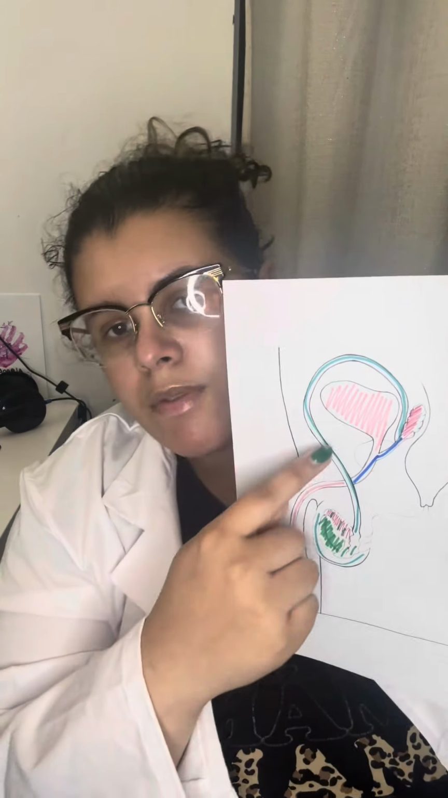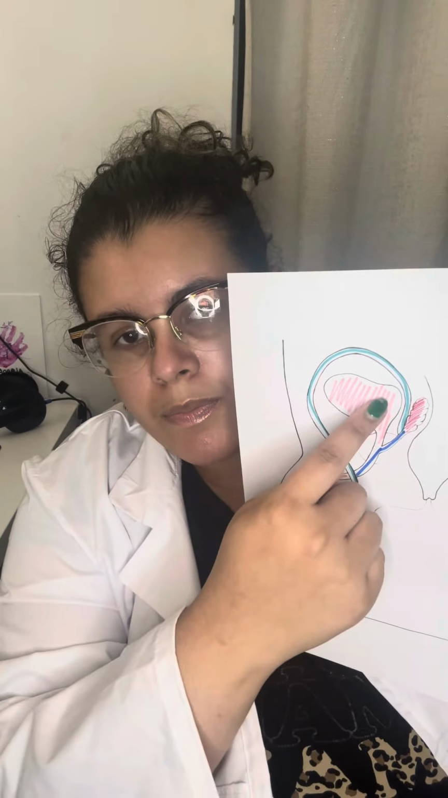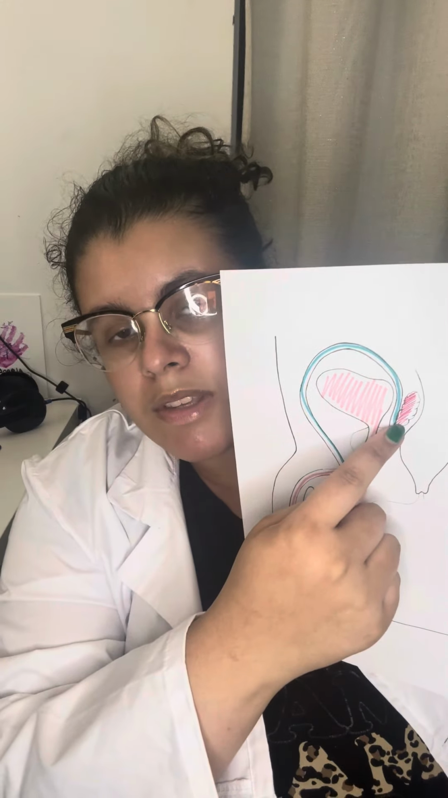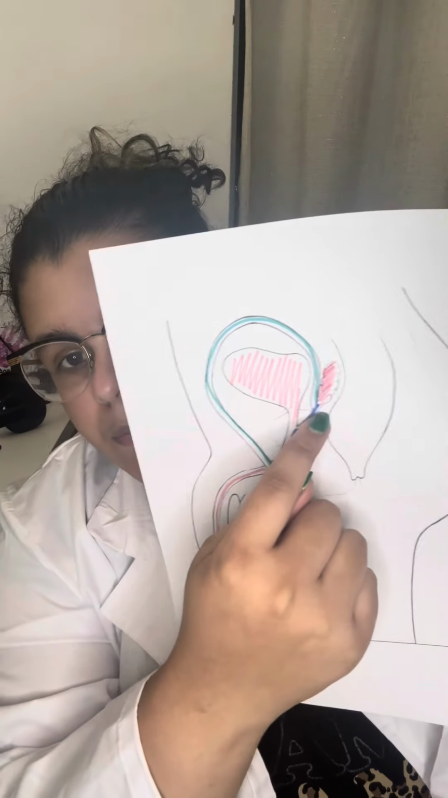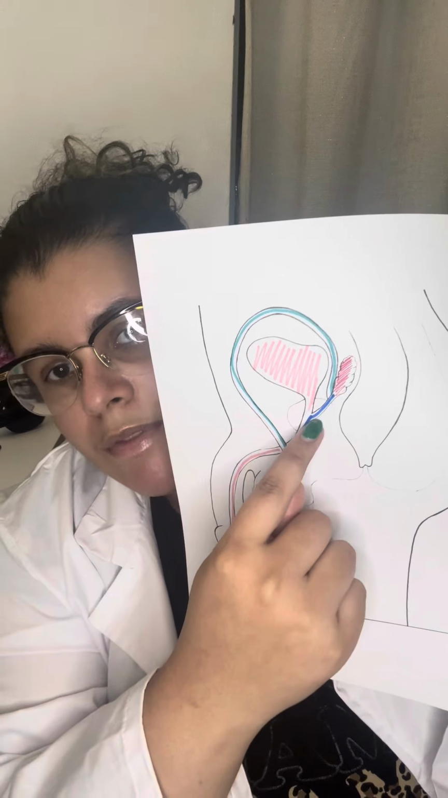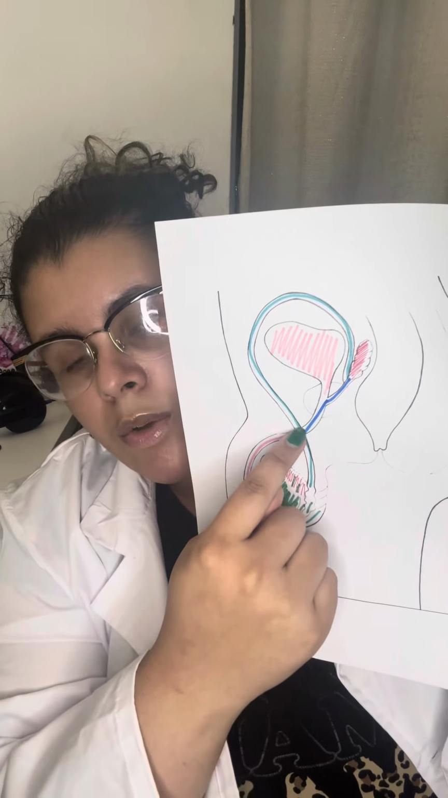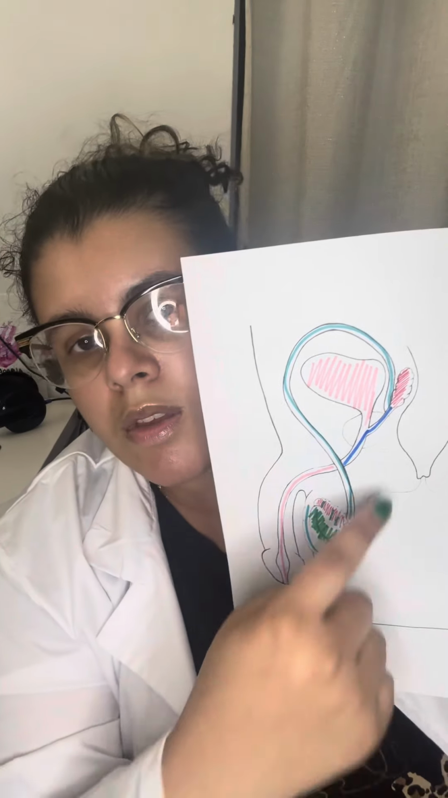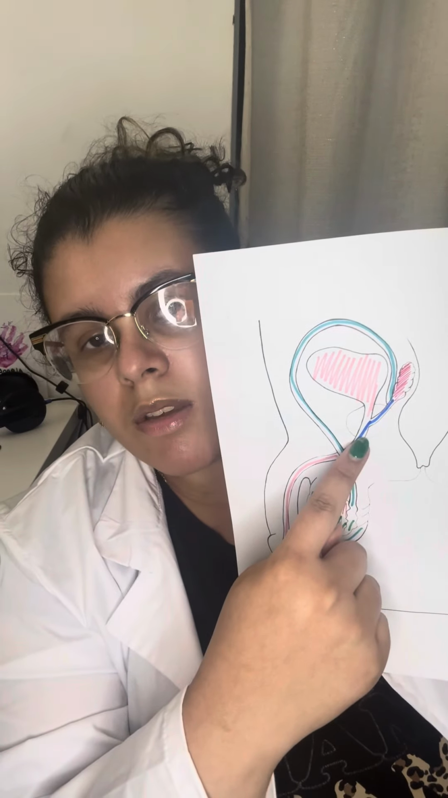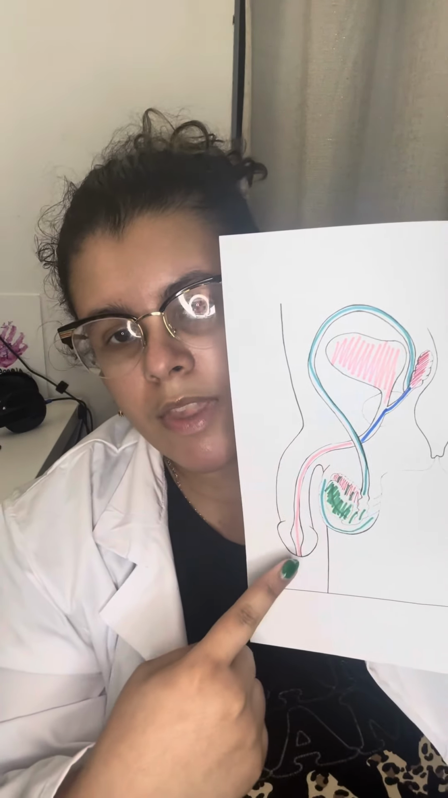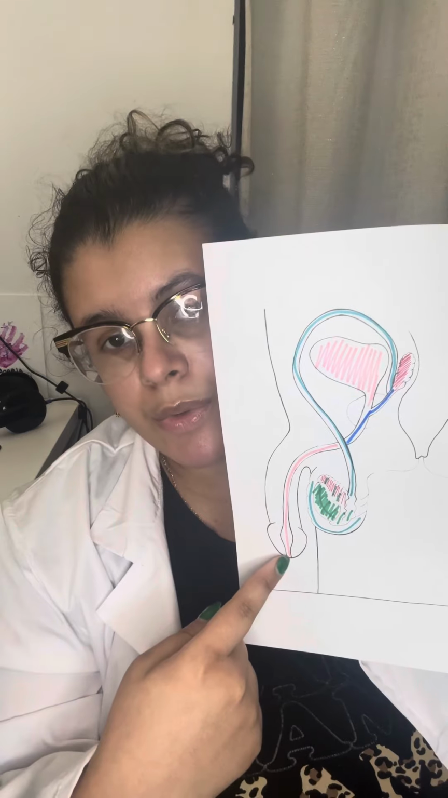So then we have here the male bladder, and then we have the seminal vesicle right here. And then here we have the ejaculatory duct. And then there we have the prostatic urethra. And then right here is going to be the external urethra.